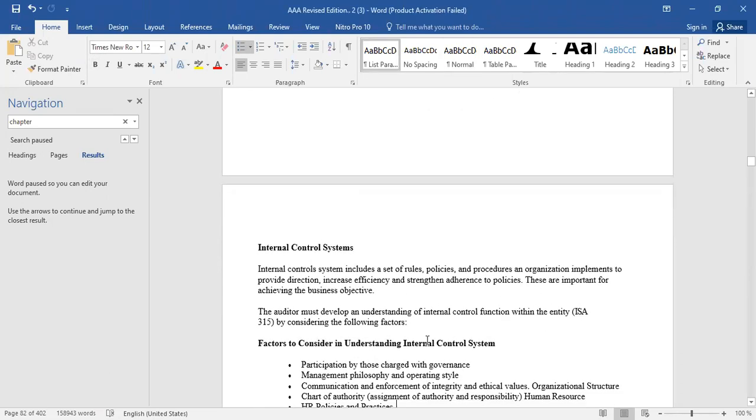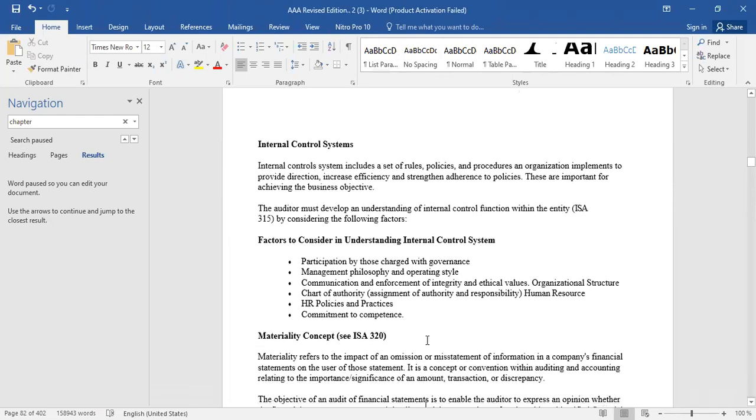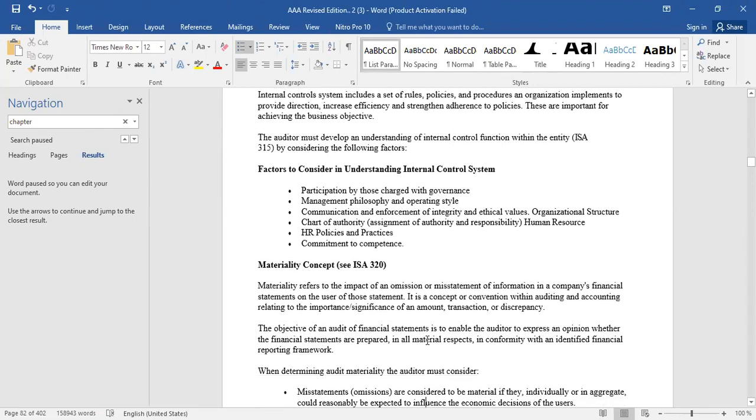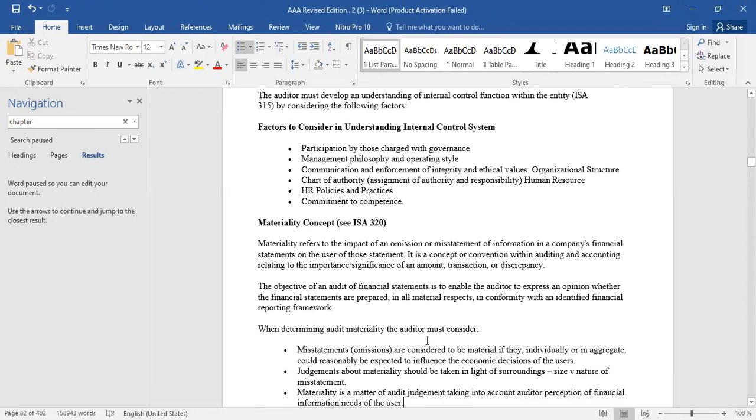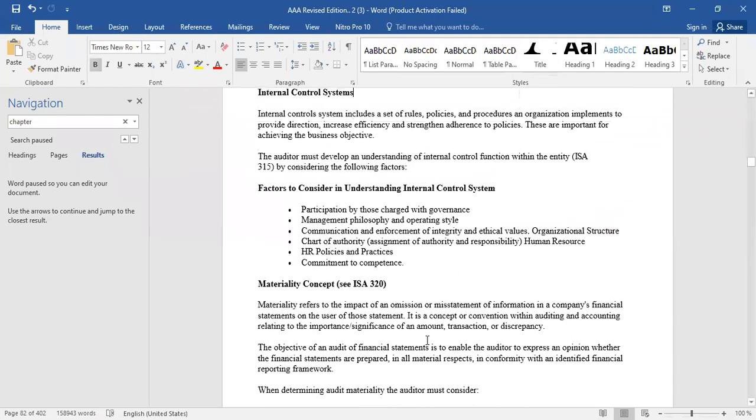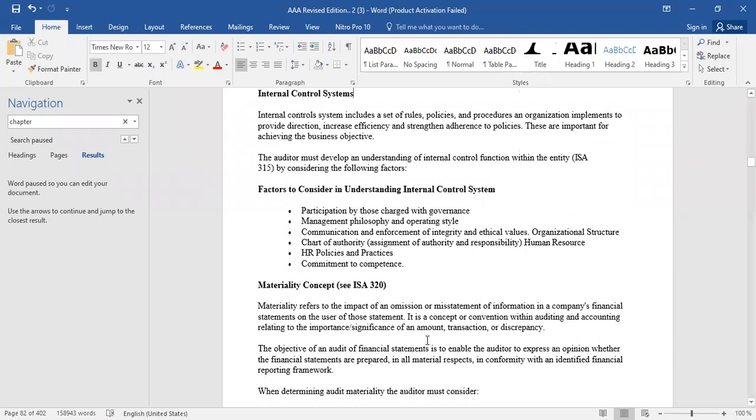Internal controls, hii siku hizi nimeangalia mara mingi. And then materiality concept. I like this. I think there was a materiality question somewhere. So those internal controls, you know them, the procedures and policies that we normally put in place to ensure that the organization meets their main objective. And of course, the objective is basically to achieve business goals.